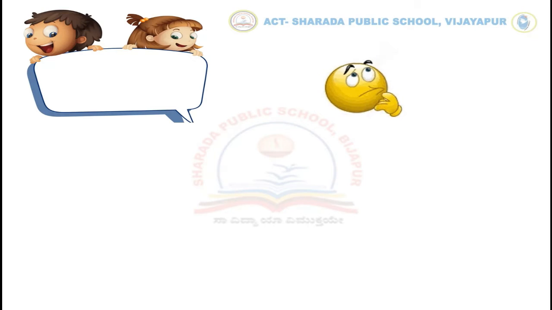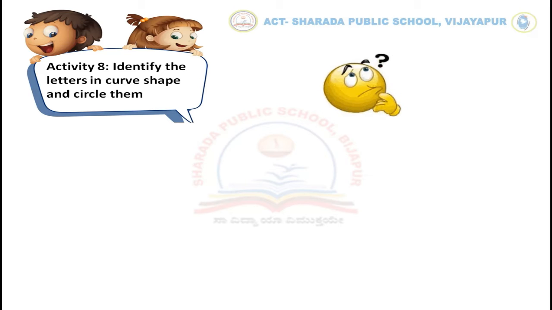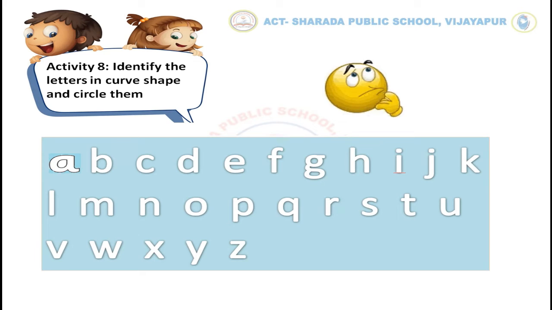Kids, now we are doing the last activity, that is, identify the letters which are in curve shape and circle it. Children, first let us read the letter A. A and trace on it as shown. Yes, it is in curve shape. Now circle the letter A.